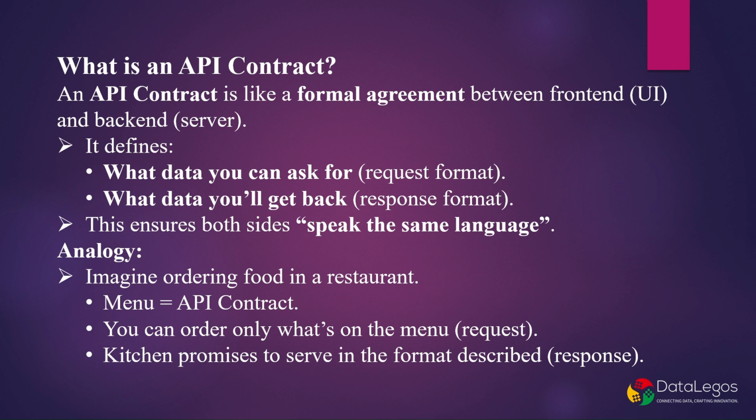Think back to the restaurant analogy: the menu is the contract. You can only order what's on the menu. The kitchen promises to serve the dish exactly as described. If the UI and backend don't have a clear contract, they'll misunderstand each other, and just like a wrong food order, the result won't be what the user wanted.